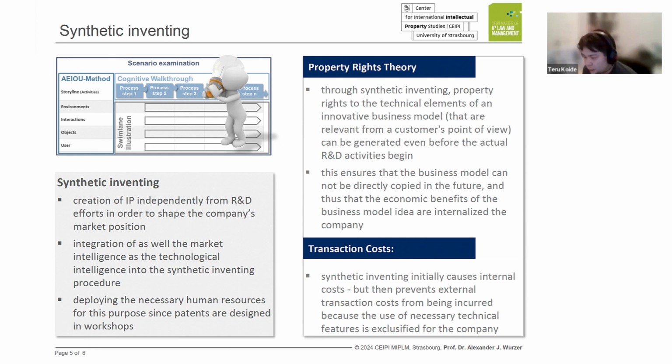This assures that the business model cannot be directly copied in the future, and thus that the economic benefits of the business model idea are internalized within the company. Synthetic inventing initially causes internal costs, but then prevents external transaction costs from being incurred because the use of necessary technical features becomes inclusive for the company.